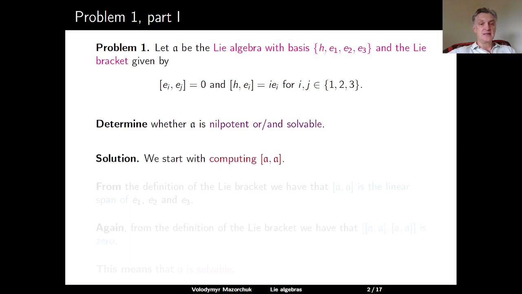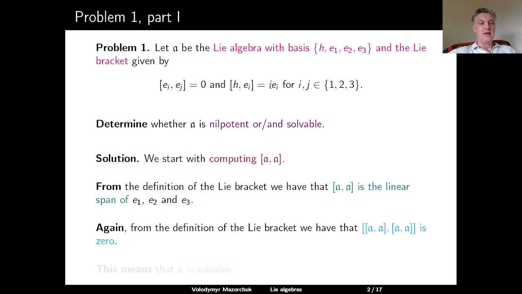Solution. Let us start with computing the Lie bracket of A with itself. From the definition, we see that in the outcome we can get any Ei with some non-zero coefficient. So the Lie bracket of A with itself is the linear span of E1, E2, and E3. Again, from the definition, if we now take the Lie bracket of the Lie bracket of A with itself, it will be 0, because the Lie bracket of any Ei with any Ej is 0. And this literally means that our Lie algebra A is solvable.